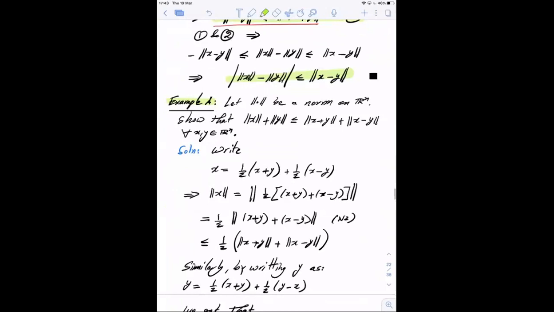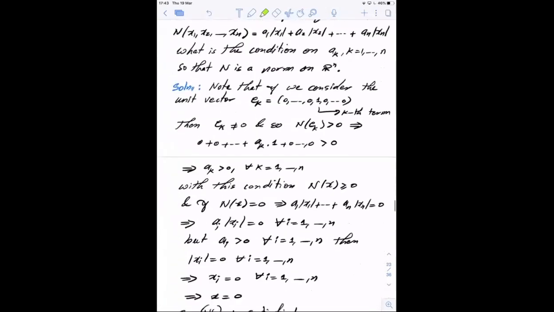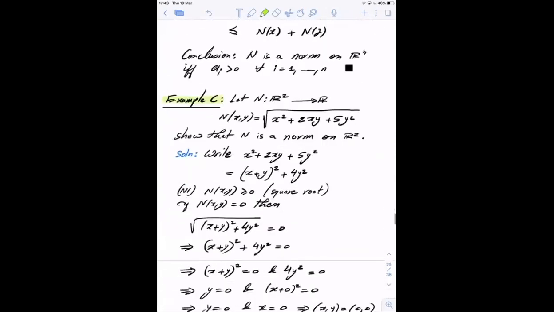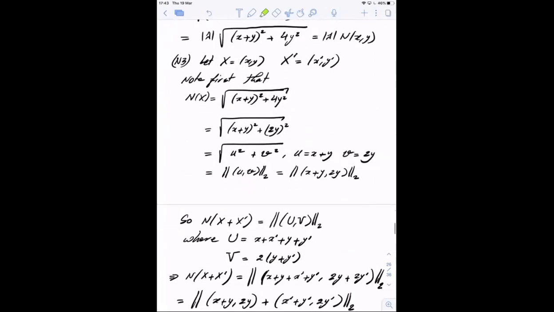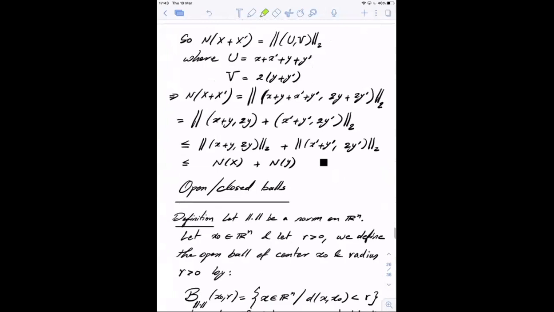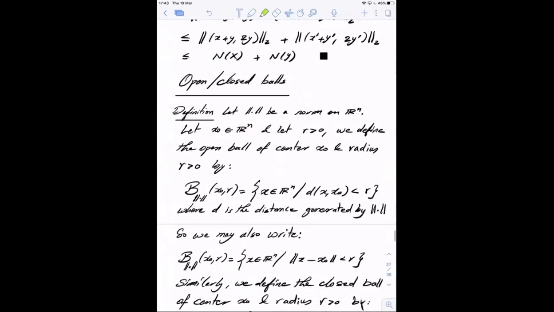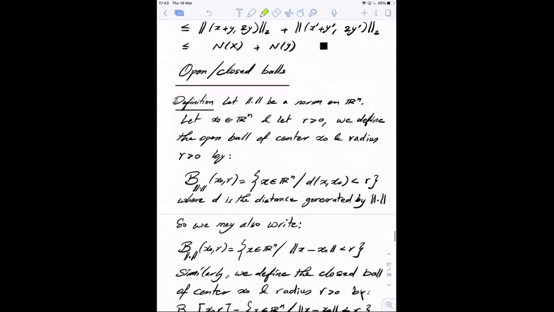Now, I will leave examples A, B, and C for you. Okay, you have the solution, and I will give you the PDF file of this lecture. So I go directly to speak about open and closed balls in Rn.